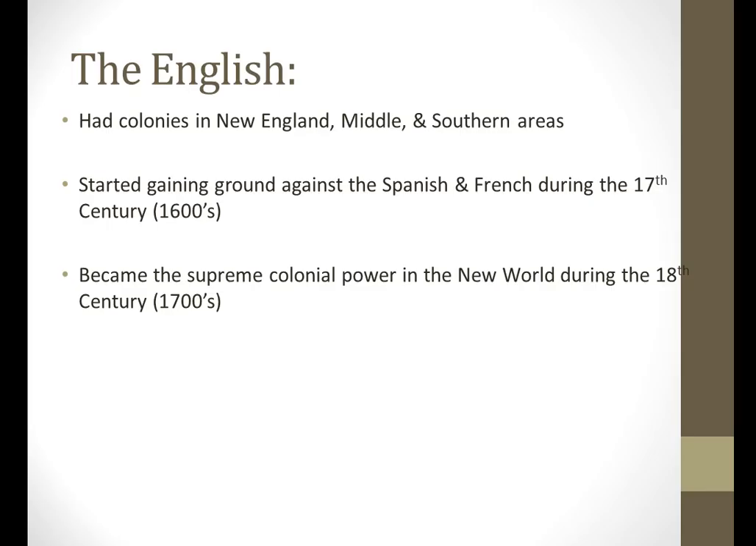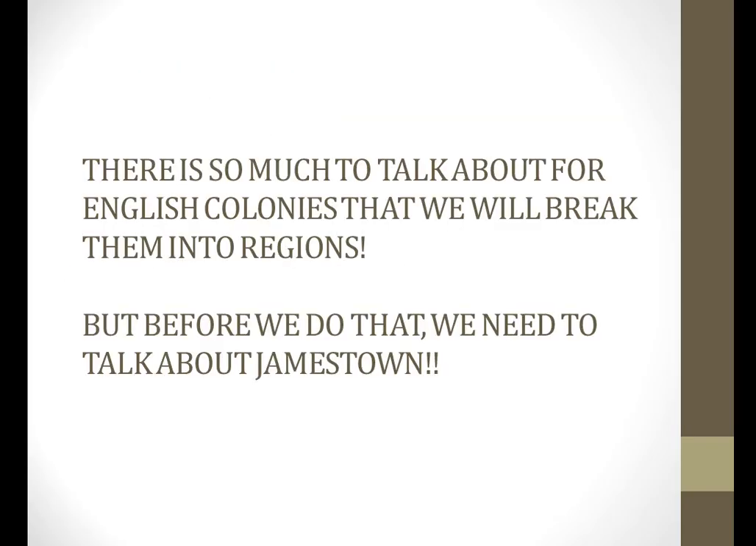The English. All right, so they had colonies in New England, middle, and the southern areas. They started gaining ground against the Spanish and French in the 1600s because the Spanish Armada was destroyed in 1588, and even though the 1500s were the Spanish century, the 1600s were going to be very good for England in terms of colonization, the 1700s even more so. Now, the English finally become the supreme colonial power in the New World in the 18th century, or that's the 1700s. The 1700s were a big, big century for the English, also for the Americans. Now, there's so much to talk about for the English colonies that we have to break them into regions because we have to really go into detail here.